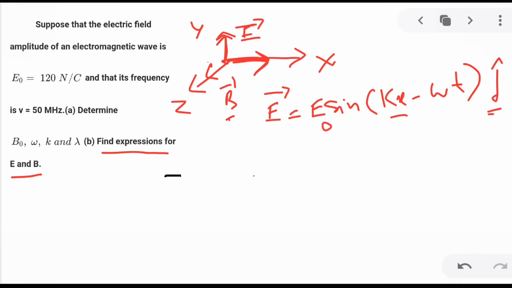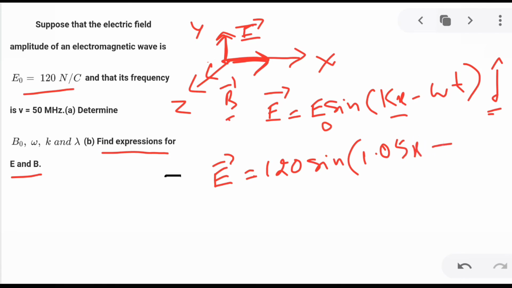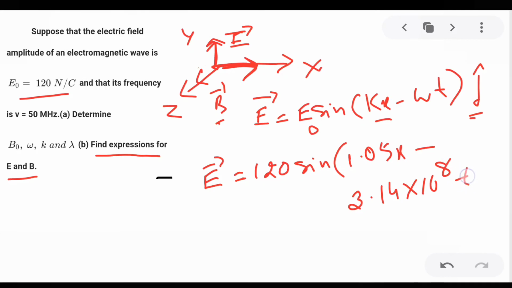Now we already know the value of E naught. E naught is 120 Newton per Coulomb. So this electric field can be written as E is equal to 120 sine(1.05 x minus 3.14 into 10 power 8 t) j cap, where K we have already calculated as 1.05 and omega we have already calculated. So this will be the equation for the electric field.